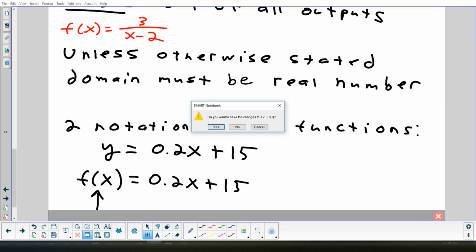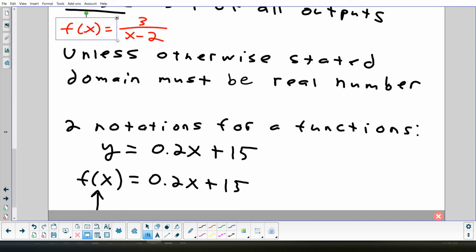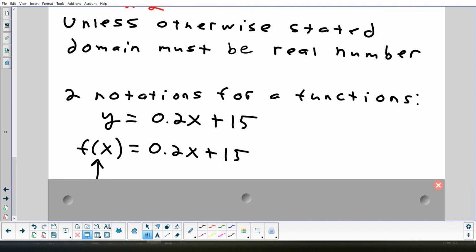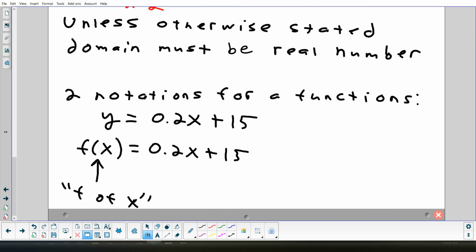I actually just used this notation already. You can write y equals, which is what the calculator uses, or this notation right here. How do you pronounce that? Function of x. Yeah, f of x. And it doesn't have to be an f, it could be g of x, h of x. The f is just the name. So this is function f. This is function g. So it just gives a name to a function. Any question on that?